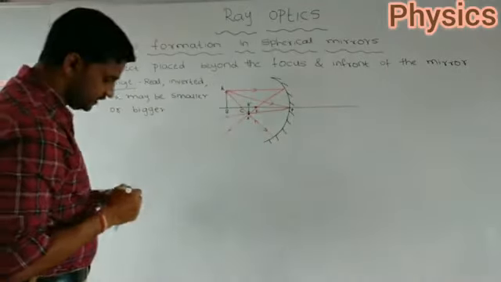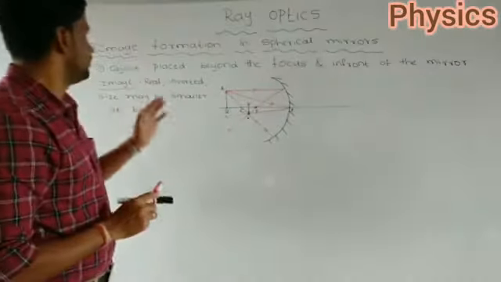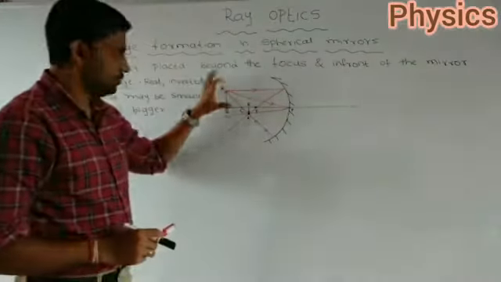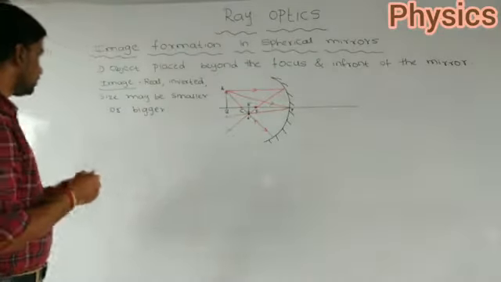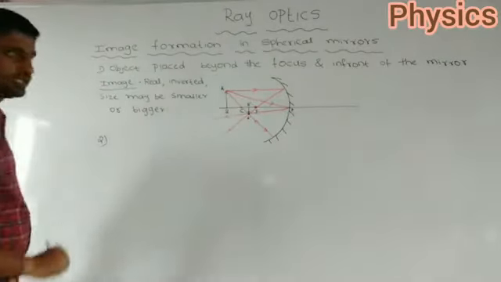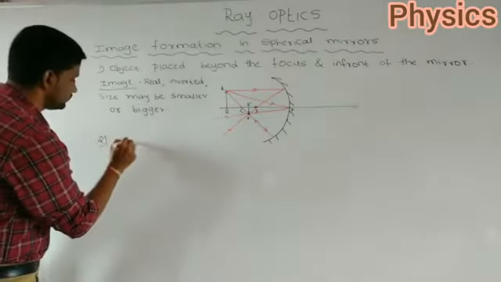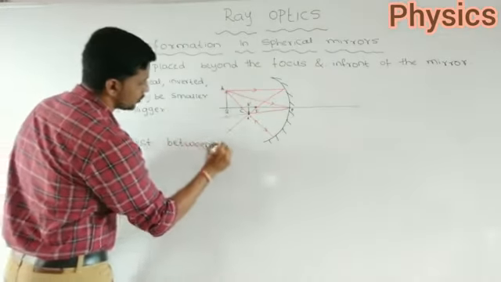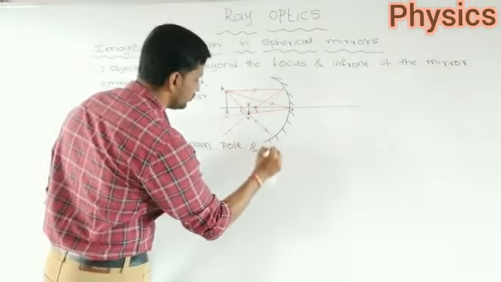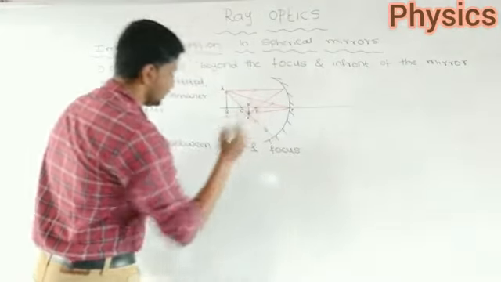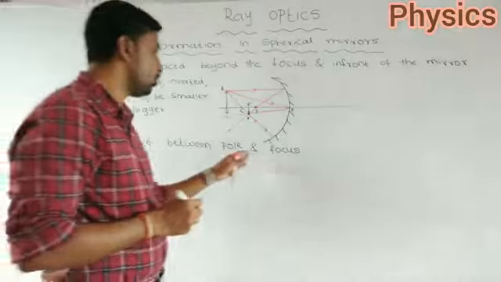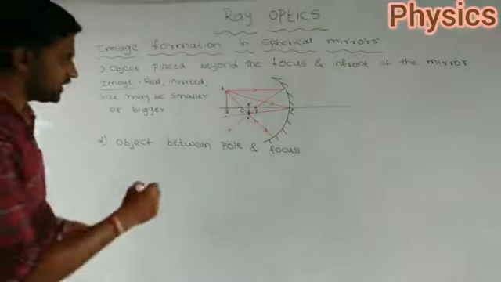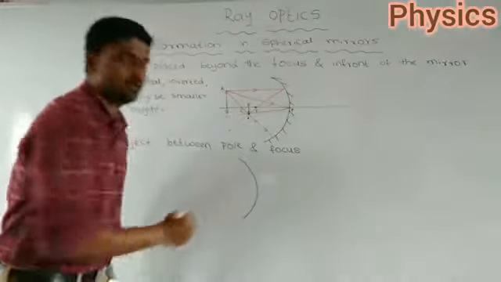This is the first case, in which I get the image when I place an object beyond the principal focus in front of the spherical mirror. Now let us see the second case. Suppose I place an object between the pole and principal focus. Then we'll see which type of image we are getting. Now here I am going to consider a concave mirror.